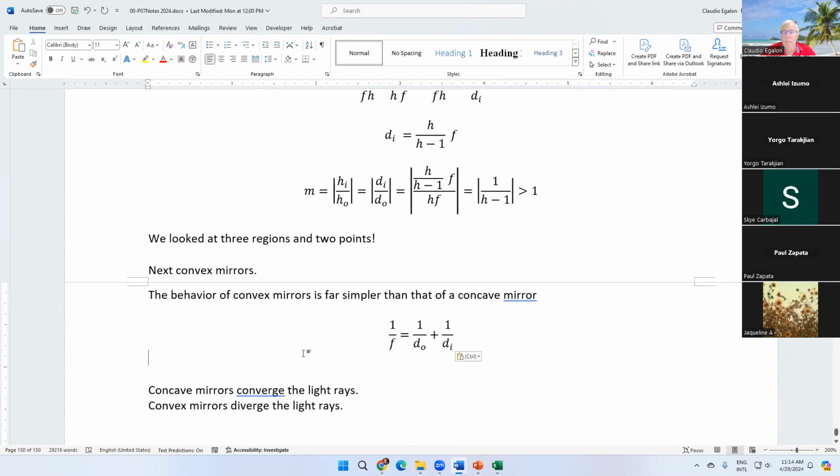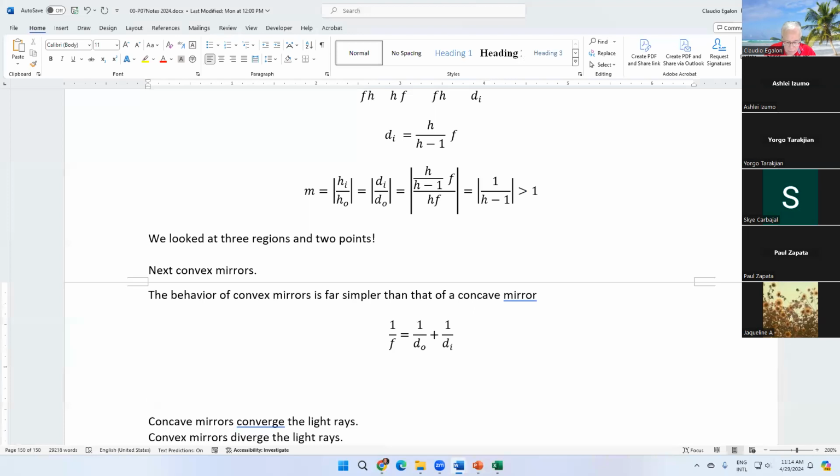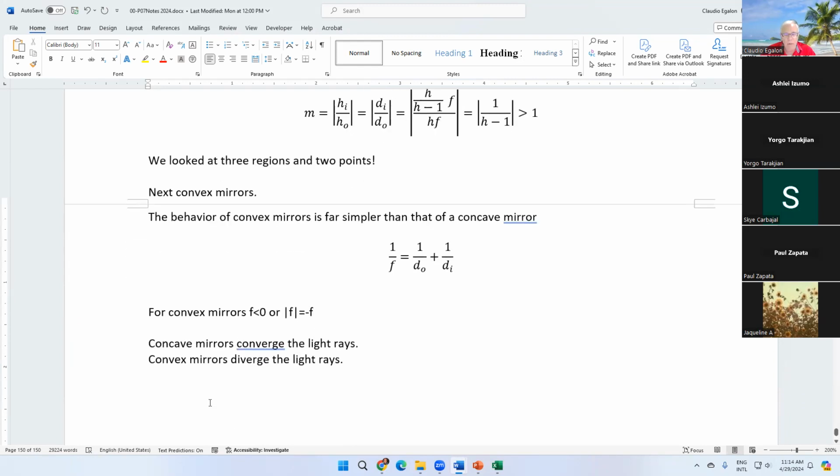Start with this equation. For a convex mirror, the focal point is going to be a negative number. So I'm going to put that for a convex mirror: f is less than 0, or in magnitude, the magnitude of f is equal to minus f. That's how we denote it.